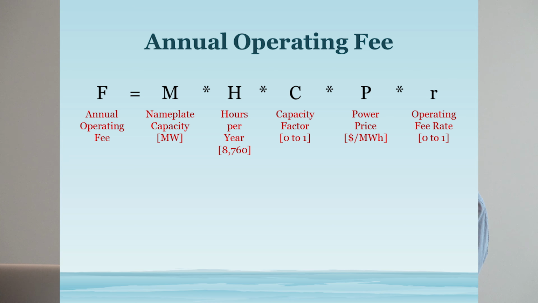So here's the formula on the right-hand side. There are 5 terms here that are used in the calculation: the nameplate capacity of the project, the number of hours in a year, a capacity factor, a power price, and finally the operating fee rate.